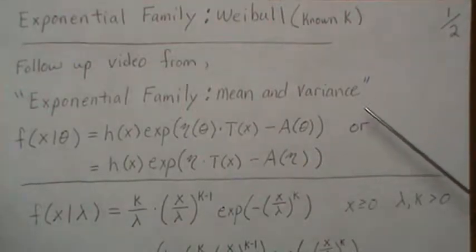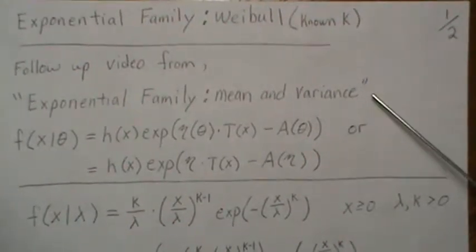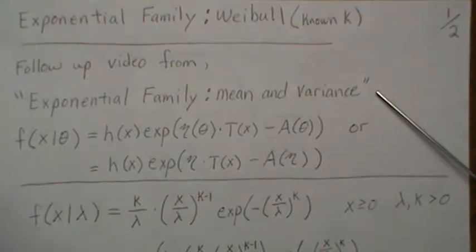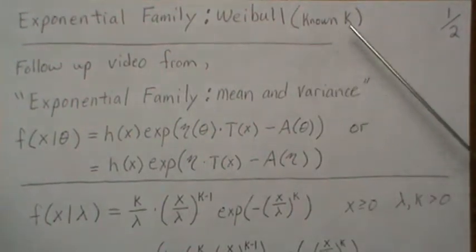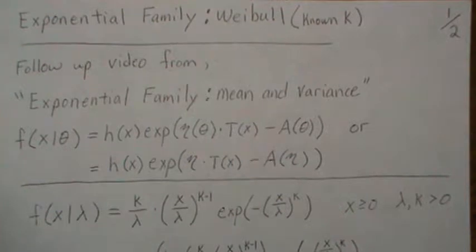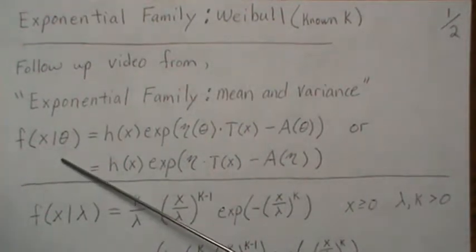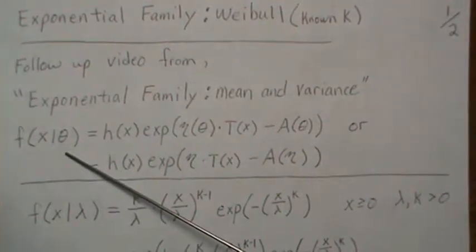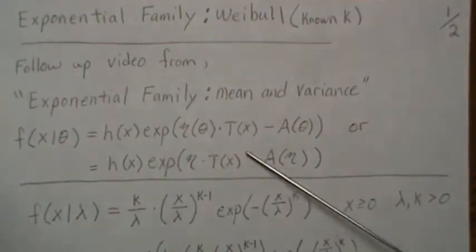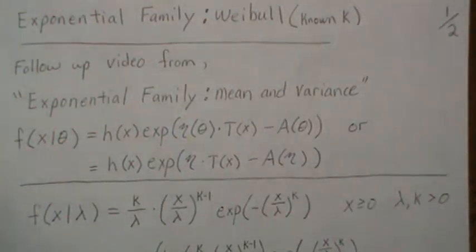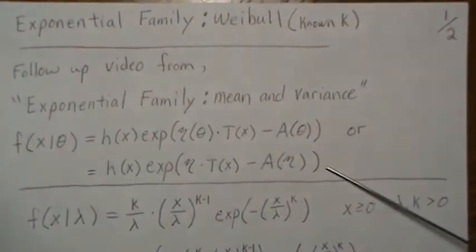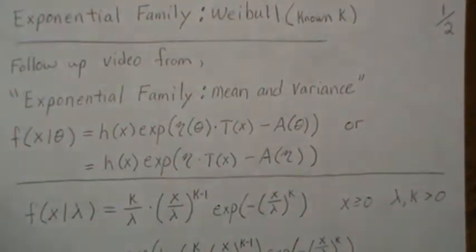But this is a follow-up video to the mean and the variance of the exponential family, where we found the mean and the variance generically of this exponential family, and now we're going back and showing that it works for a specific distribution, the same sort of theory and approach. We also showed that if you could manipulate the density or probability mass function into one of these forms, it's considered being a part of the exponential family. The second one's called the canonical form.